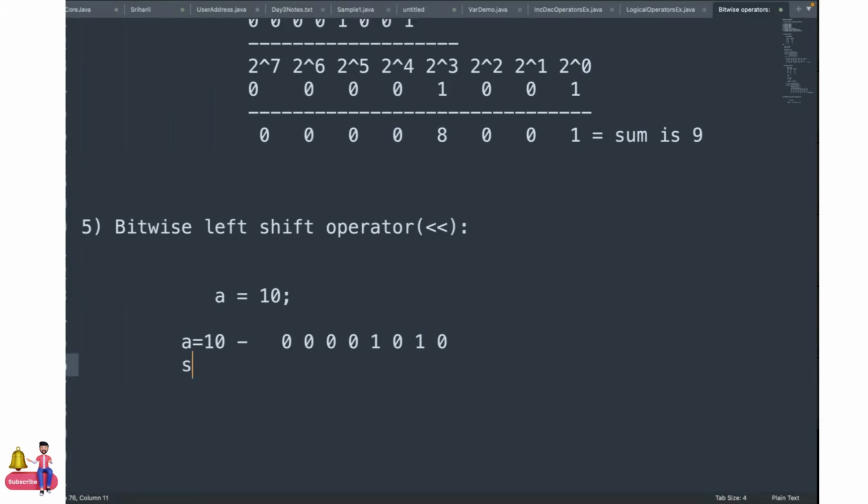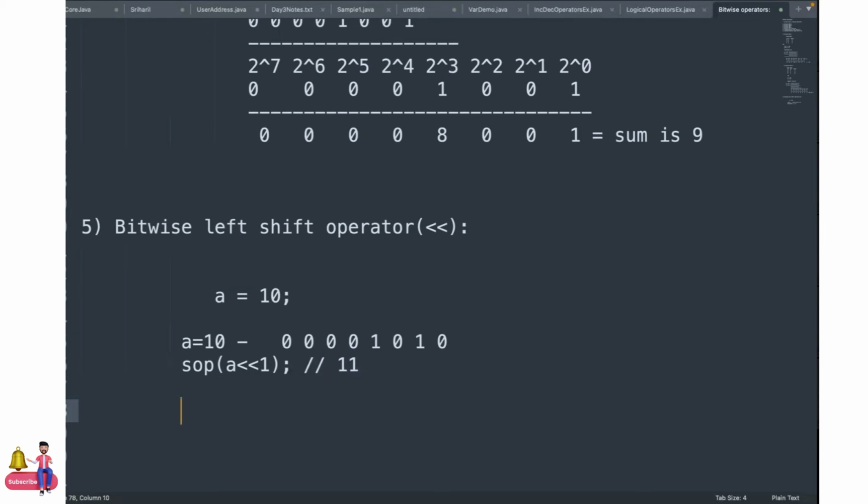Now if I want this A to be shifted by one position, I'm saying how many positions it has to move towards the left. I'm saying it has to move by one. If I say two, it will move two times. If I say three, it moves three times towards the left side. Now how the movement happens, we'll see. If I left shift the decimal number 10 by one, the result is going to be 11.